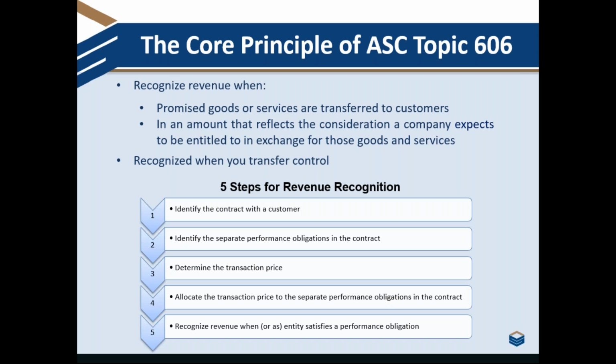As part of that process, there are 5 steps that you have to consider as it relates to the revenue recognition process. The first is identify the contract with the customer. The second step is identify the separate performance obligations, and that's going to be the heart of the presentation today. We're going to be focusing on step 2. The third is determine the transaction price. The fourth is allocate the transaction price to the separate performance obligations. And then the fifth is when you're actually recognizing the revenue, when you satisfy the performance obligations.